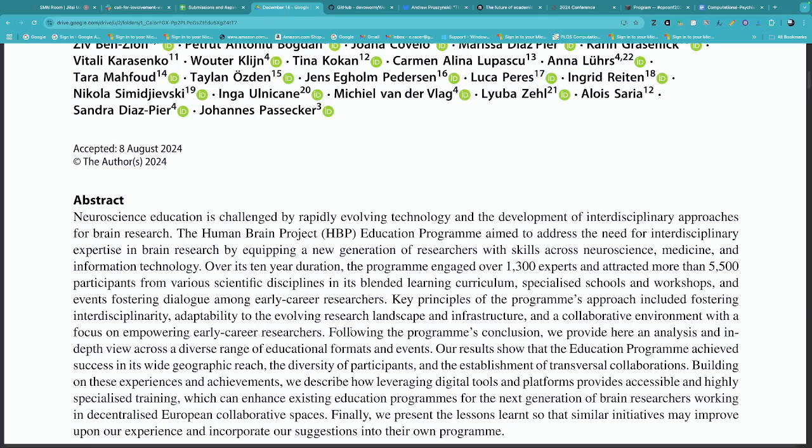So they provide an analysis and in-depth view across a diverse range of educational formats and events. Our results show that the educational program achieved success in its wide geographic reach, the diversity of participants, and the establishment of transversal collaborations. So this is where you get people from around the world.